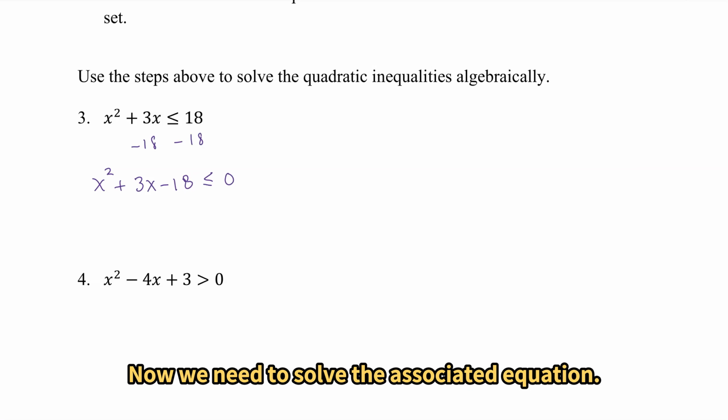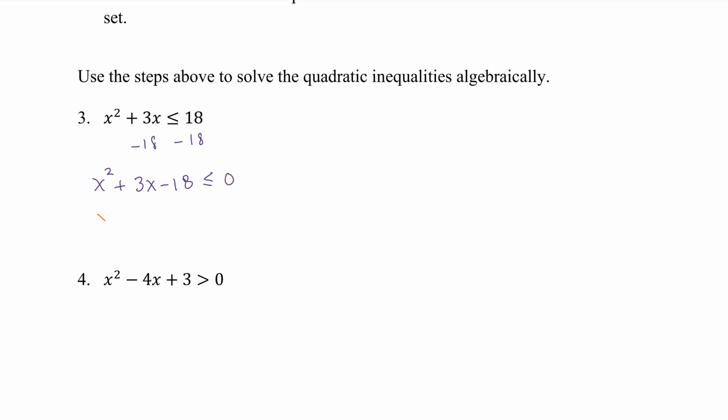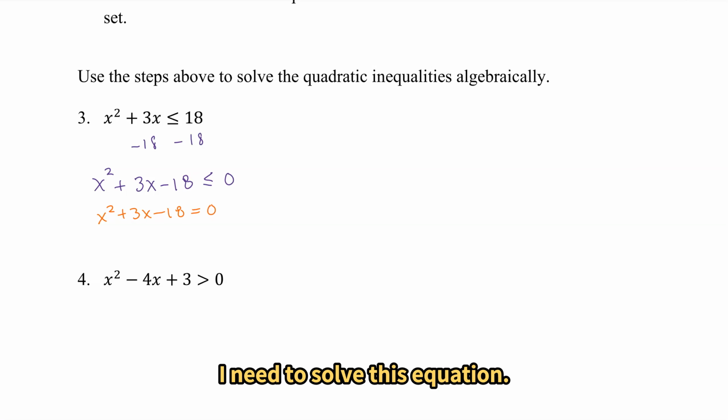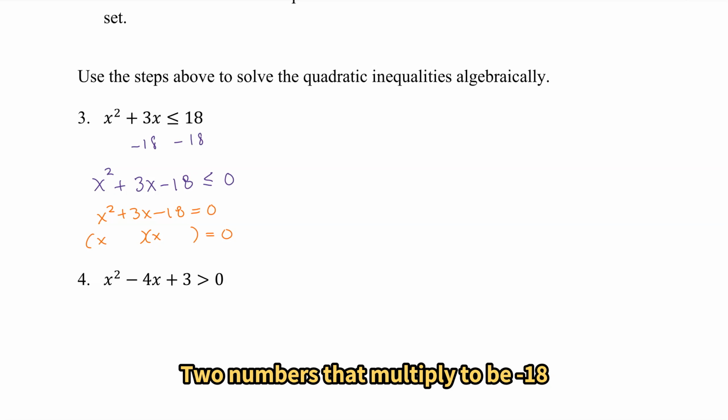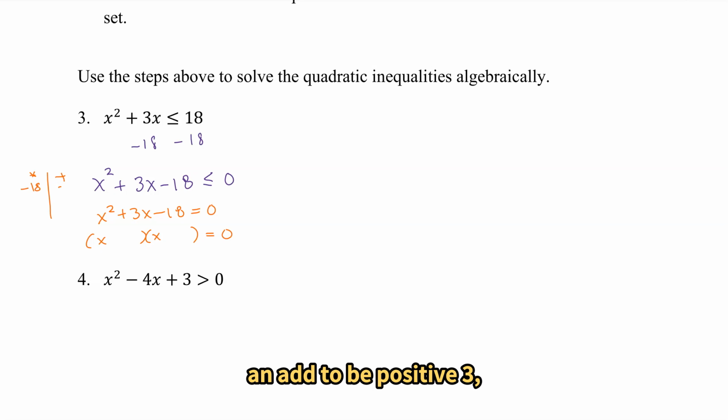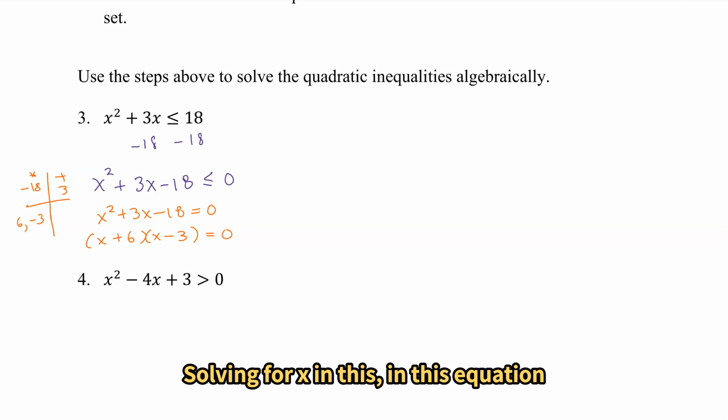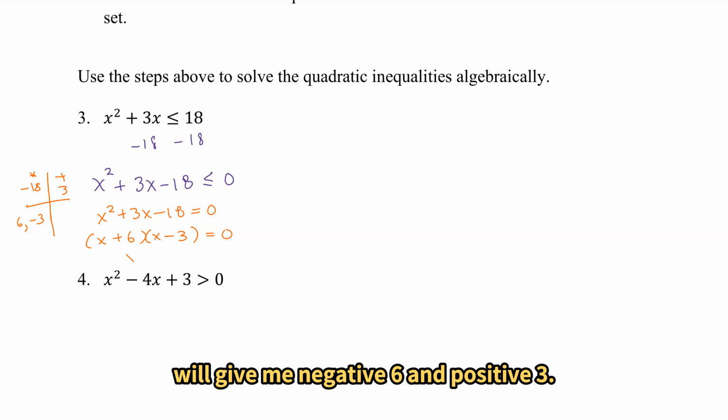Now we need to solve the associated equation. I'm going to change the color. I need to solve this equation. I could use completing the square. I could use the quadratic formula. I'm going to use factoring because I see a factoring pattern that's evident. 2 numbers that multiply to be negative 18 and add to be positive 3 would be 6 and negative 3. So I have plus 6 minus 3 in that factoring pattern. Solving for x in this equation will give me negative 6 and positive 3.